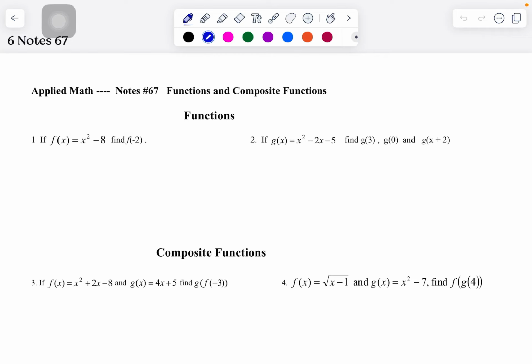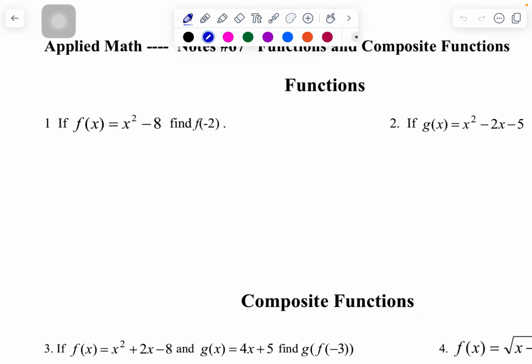All right, this is the first video for Note 67, and in this first video, we're going to do question number 1 and question number 2, which are a refresher or reminder about evaluating functions.